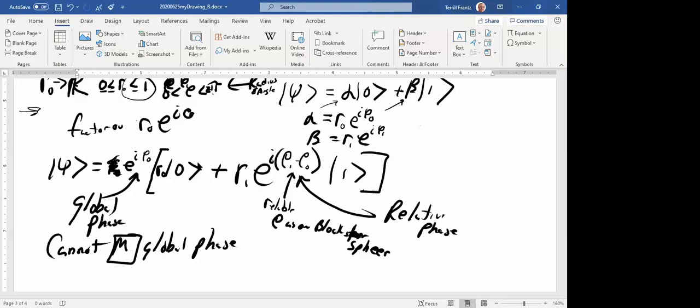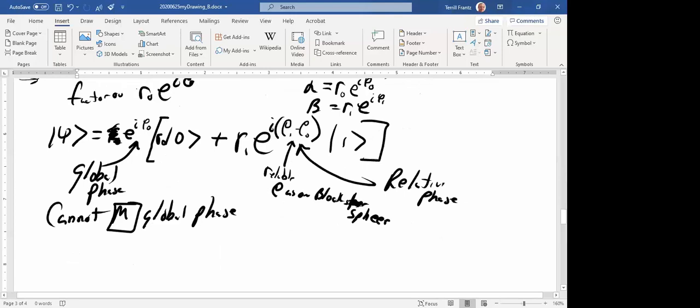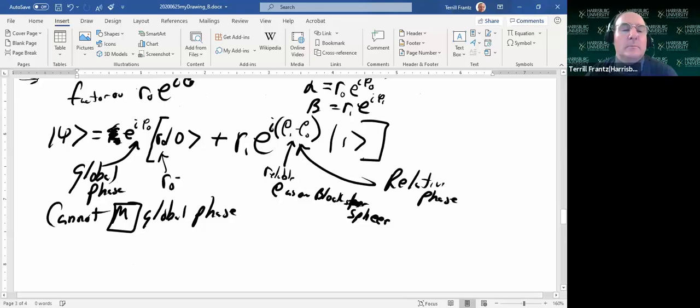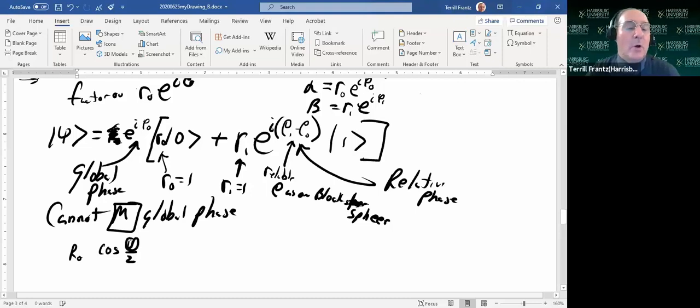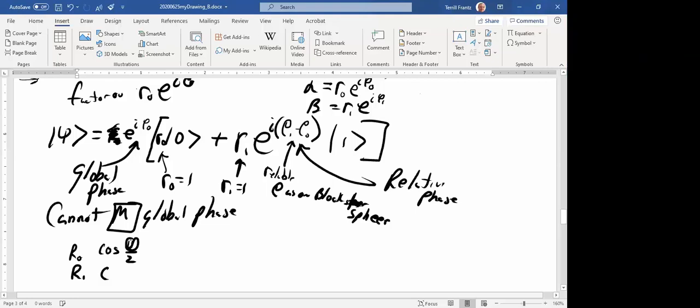Then we can do the cos theta over 2 bit. So now on the Bloch sphere, we've got R0 and R1, both of radius 1. Yep. So we can represent R0 based on our previous conversation. I think R0 was the cosine of theta over 2. Exactly. And R1 is sine theta over 2. Correct. Cosine of theta over 2. And R1 is sine theta over 2.